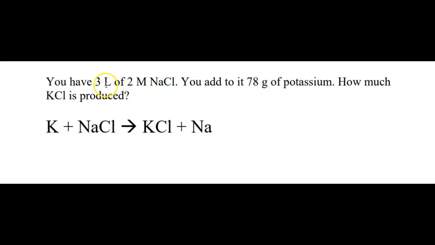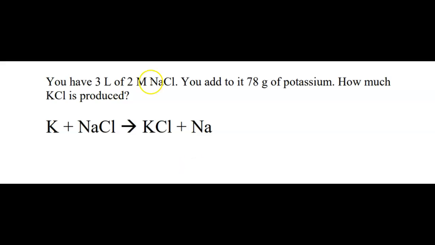You have 3 liters of 2 molar NaCl. You add to it 78 grams of potassium. How much KCl is produced? Well, we start out the same way as always. We start with a balanced equation. K plus NaCl produces KCl plus Na. This one pretty much balances itself. This was a really easy one to balance.